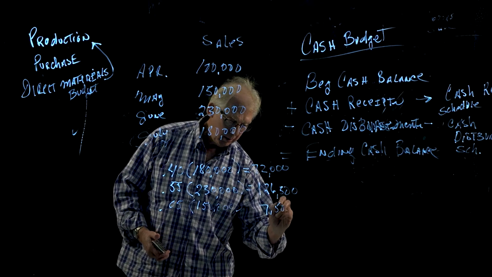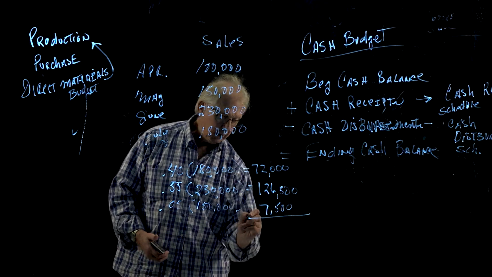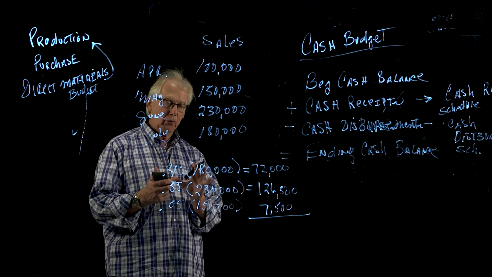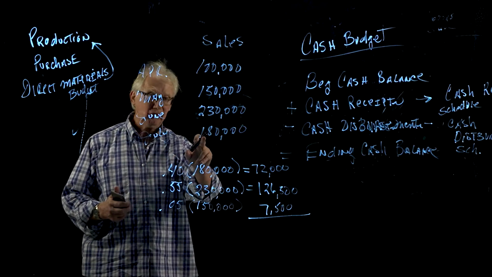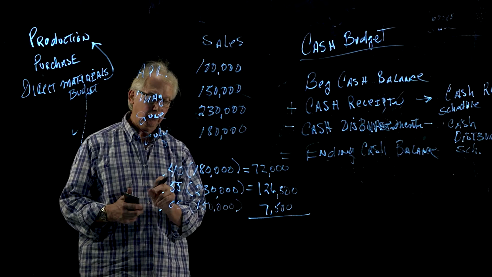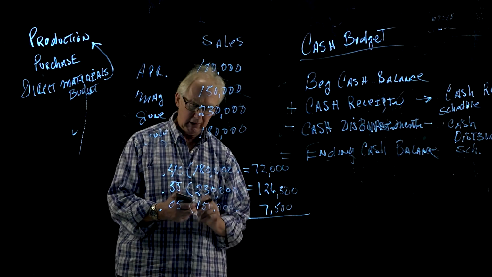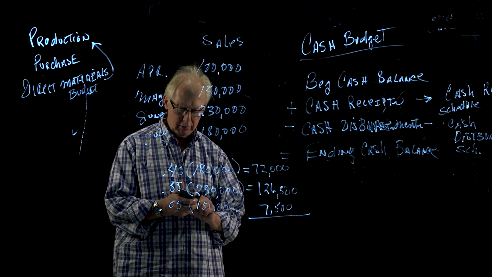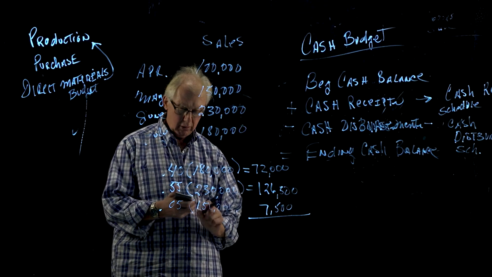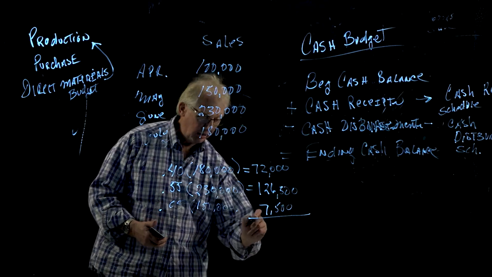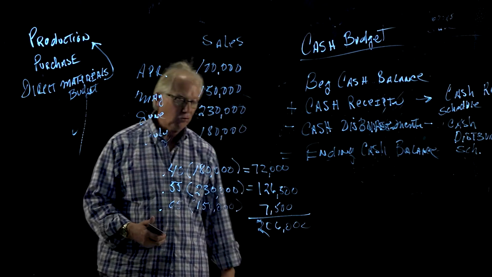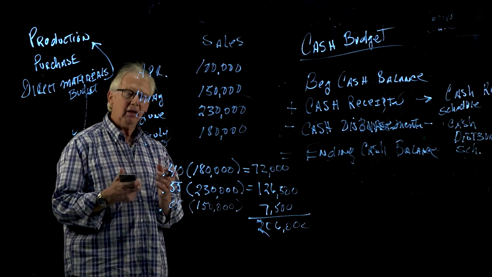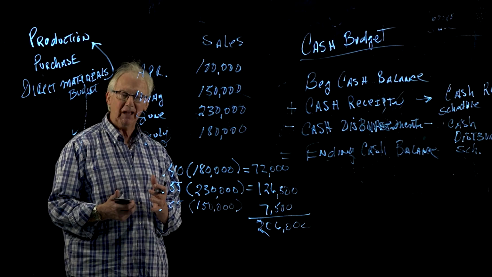All right. So those 3 collections that were made in July for July sales, June sales, and May sales, let's just add those up. We get $206,000, and lo and behold, that is your answer. That's an example of a cash receipt schedule.